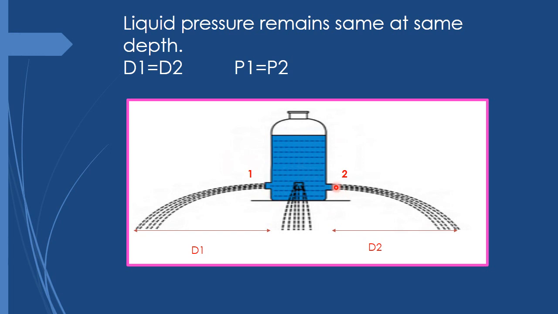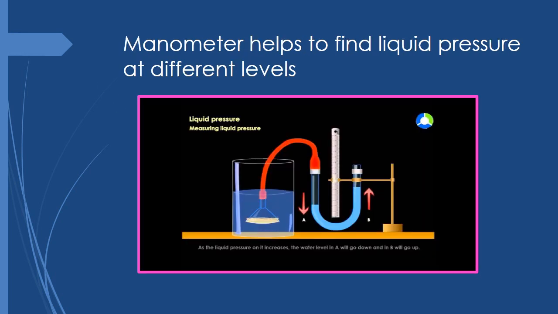Once it is filled up, remove the pins, and while you remove the pins, you will observe water coming out. Now the water that comes out from the first hole covers a distance d1, while the water that comes out from the second hole covers the distance d2 from the bottle, right? And you will observe that these two distances are equal. d1 is equal to d2. That means the pressure at this point and pressure at this point is also equal. So that proves that at same height or at the same depth, the pressure remains same. This is a manometer. It helps to find liquid pressure at different levels.